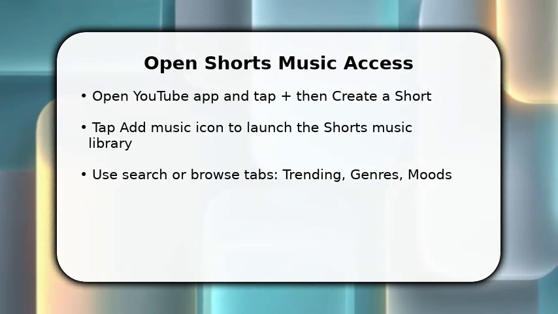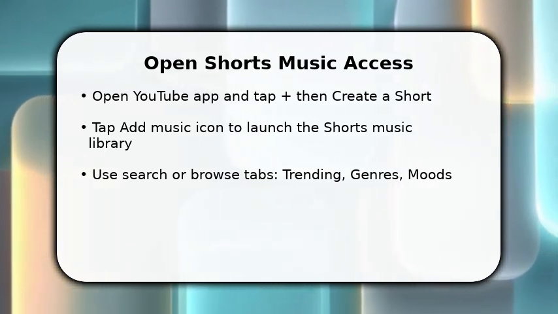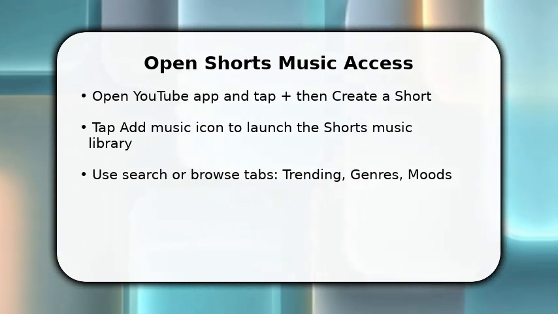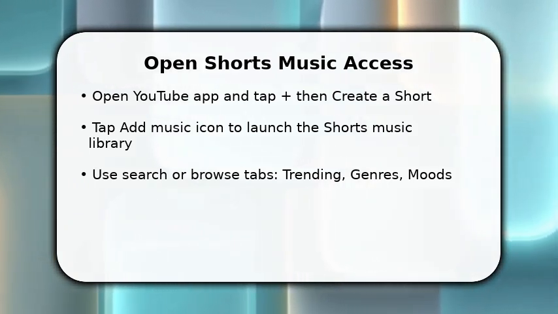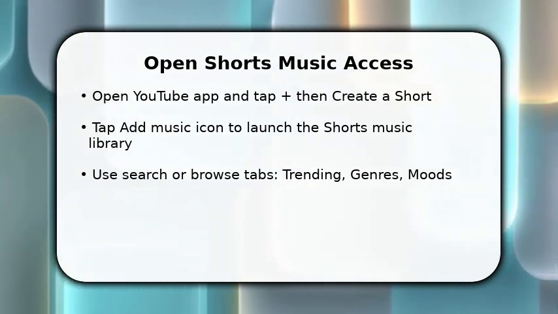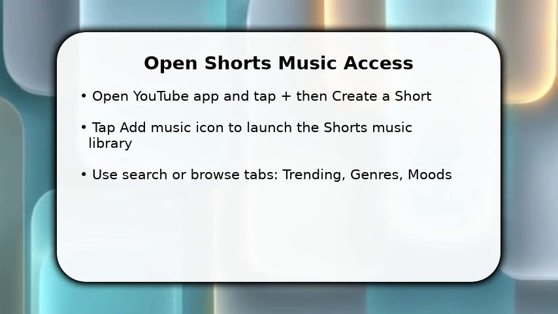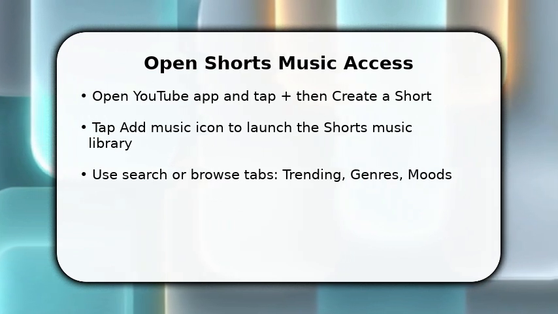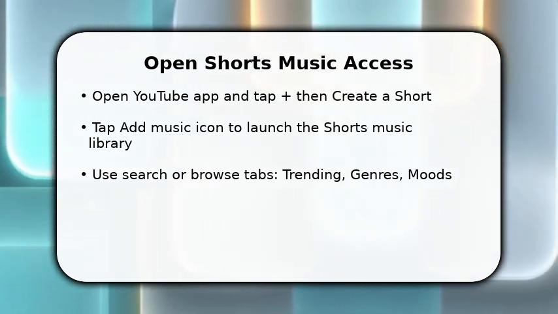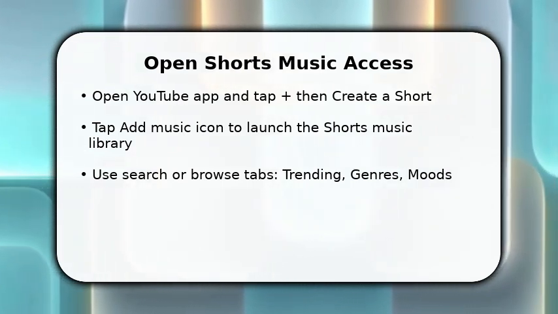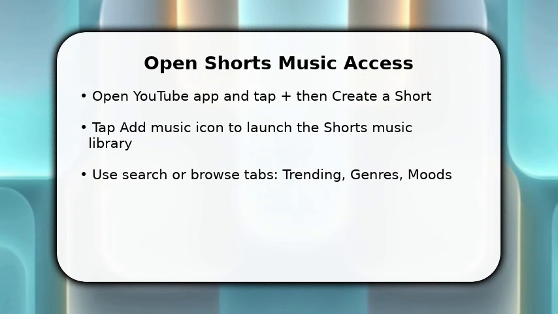Enjoy the video. You start by opening the YouTube app and creating a short. This puts you directly into the editing flow. Once done, tap the Add Music icon to open the short's music library so you can preview tracks before committing. Use the search bar or the browse tabs, trending, genres, moods, to narrow options quickly. Make sure to listen to a 15-60-second clip to match your short's length. This first step gets you from idea to an actual audio candidate in seconds.